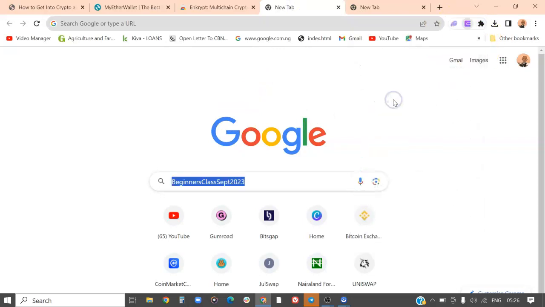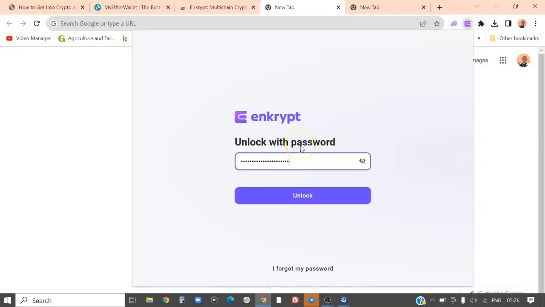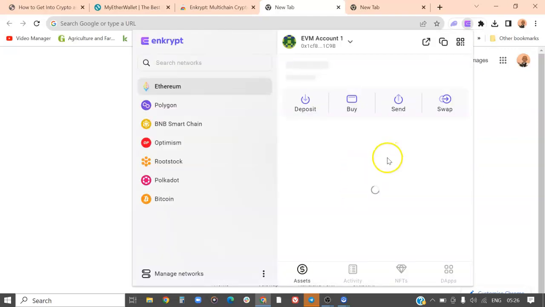So I'm going to go back to this now. Then I'll paste the password and unlock. So it will unlock the wallet for us. Now, right there, you have an Ethereum wallet, a Polygon wallet, a Binance Smart Chain wallet, an Optimism wallet, a Polkadot wallet, a Bitcoin wallet, all on the same account. Everything is linked together, isn't it?